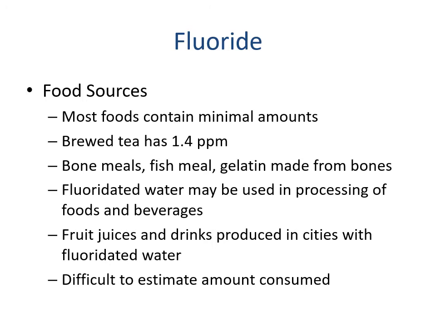Now looking at the food sources, most foods contain minimal amounts of fluoride, although brewed tea actually has 1.4 parts per million. Bone meals, fish meal, and gelatin made from bones will contain some fluoride. Fluoridated water may be used in the processing of foods and beverages. So again, if you're making soup and you use water, it's going to have fluoride in it. And fruit juices and drinks that are produced in cities with fluoridated water, again, we know this from food manufacturing, they just use municipal water.